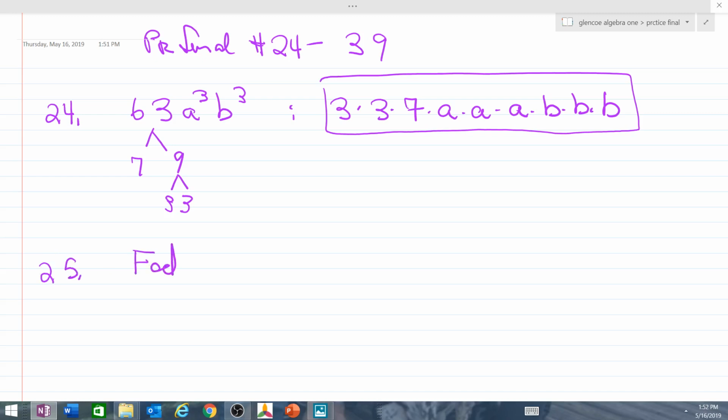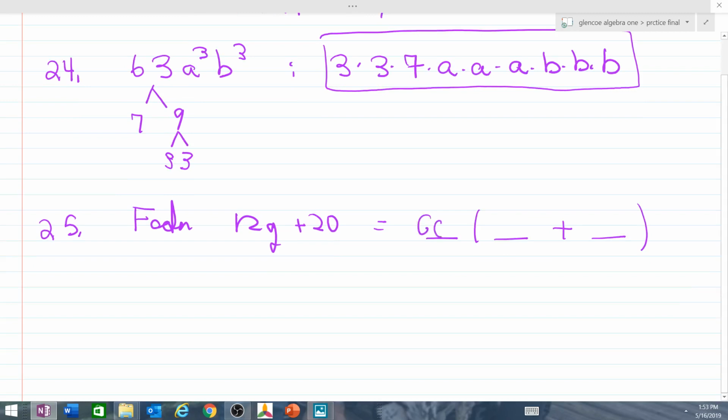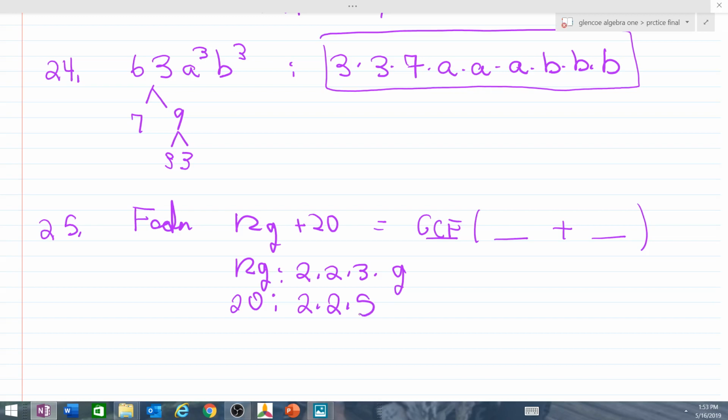If it asks us to factor 12g plus 20h, let's remember that there are two terms. There is no minus sign. The only way you can factor two terms with an addition sign is to find the GCF. You should remember to find the GCF, you're going to prime factor each term. Twelve prime factors is 2 times 2 times 3 times g, which is 12g. 20 factors is 2 times 2 times 5. So the GCF is what, guys? 4. The GCF is 4, which goes outside.